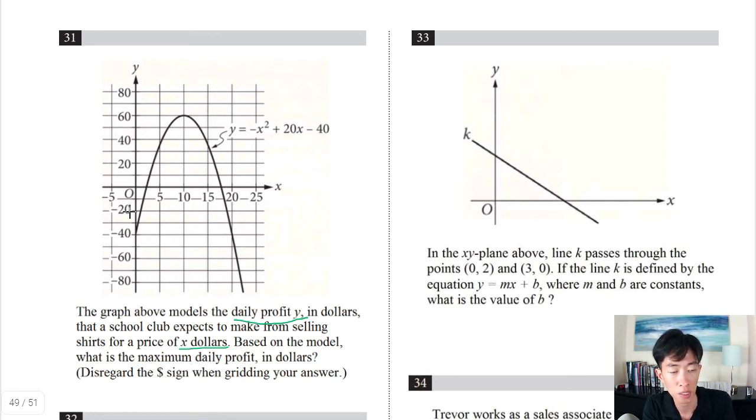So this graph actually makes sense. Most models of price versus profit are parabolas, because if you sell your item for too small of a price, you're going to lose money. If you keep increasing the price, you stand to gain more money up until the point where the item becomes too expensive and no one wants to buy it. So then you're going to end up losing money again. So if they're asking what is the maximum daily profit, that's basically the highest point on the graph. And since profit is on the y-axis, the answer is going to be 60, and that's it.